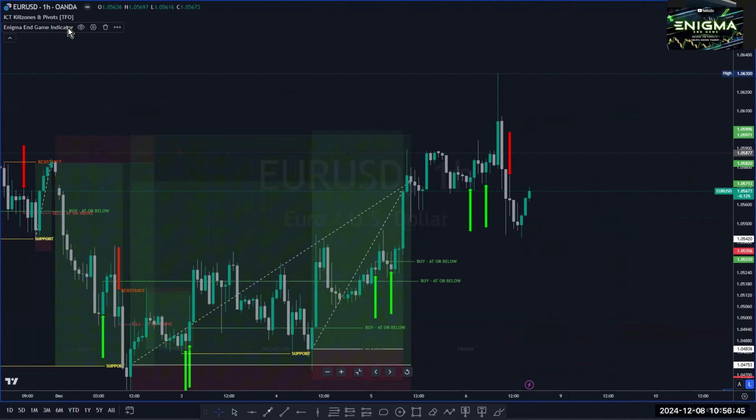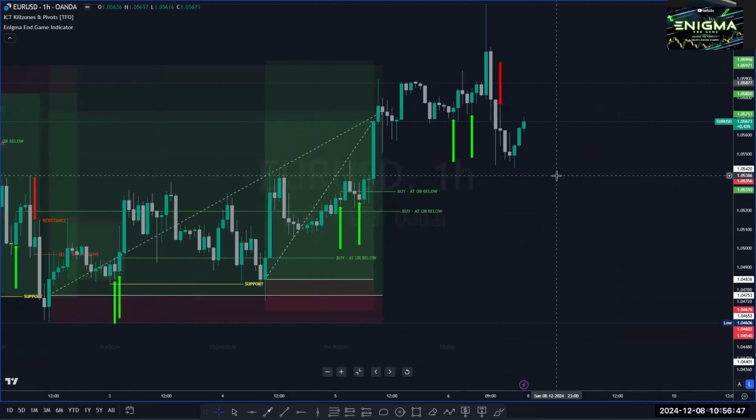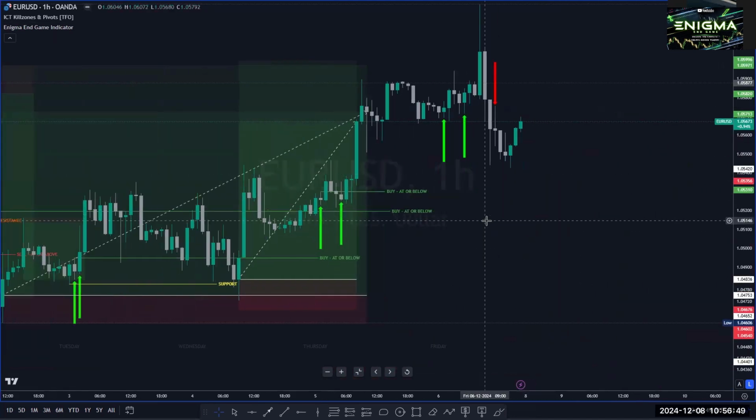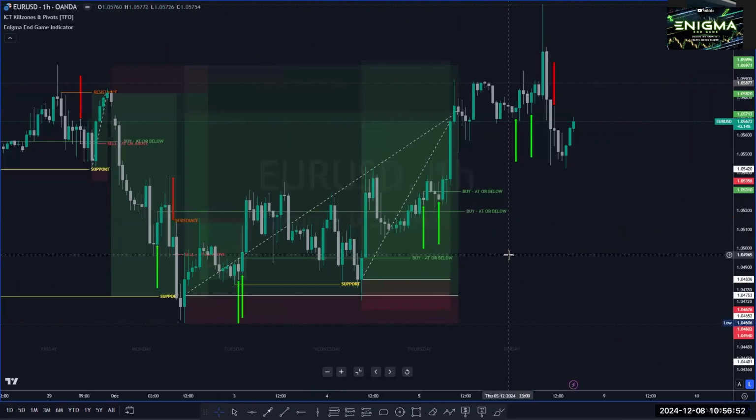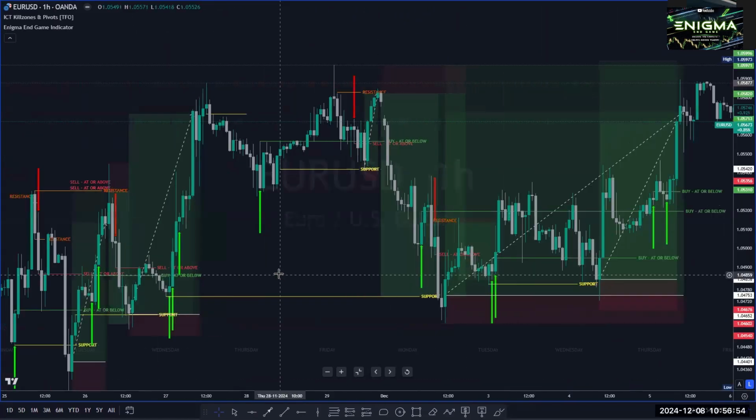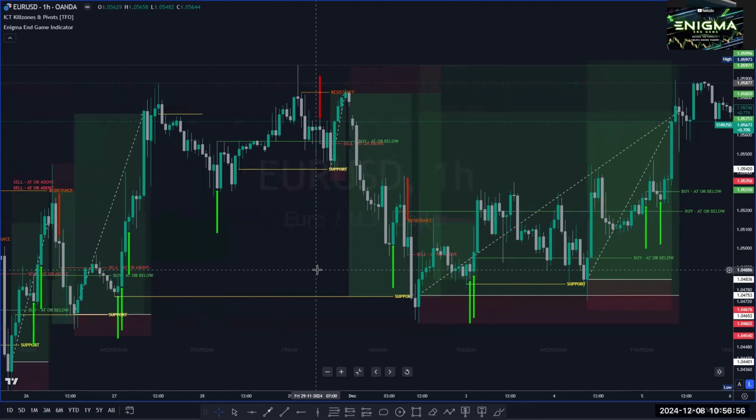Endgame is a reference to Marvel. If anybody of you knows about Marvel, the superhero company movie, so this is the endgame. This is an indicator for people to get financial freedom. That is why I'm taking my time to explain to you how to use it from swing trading to intraday trading.